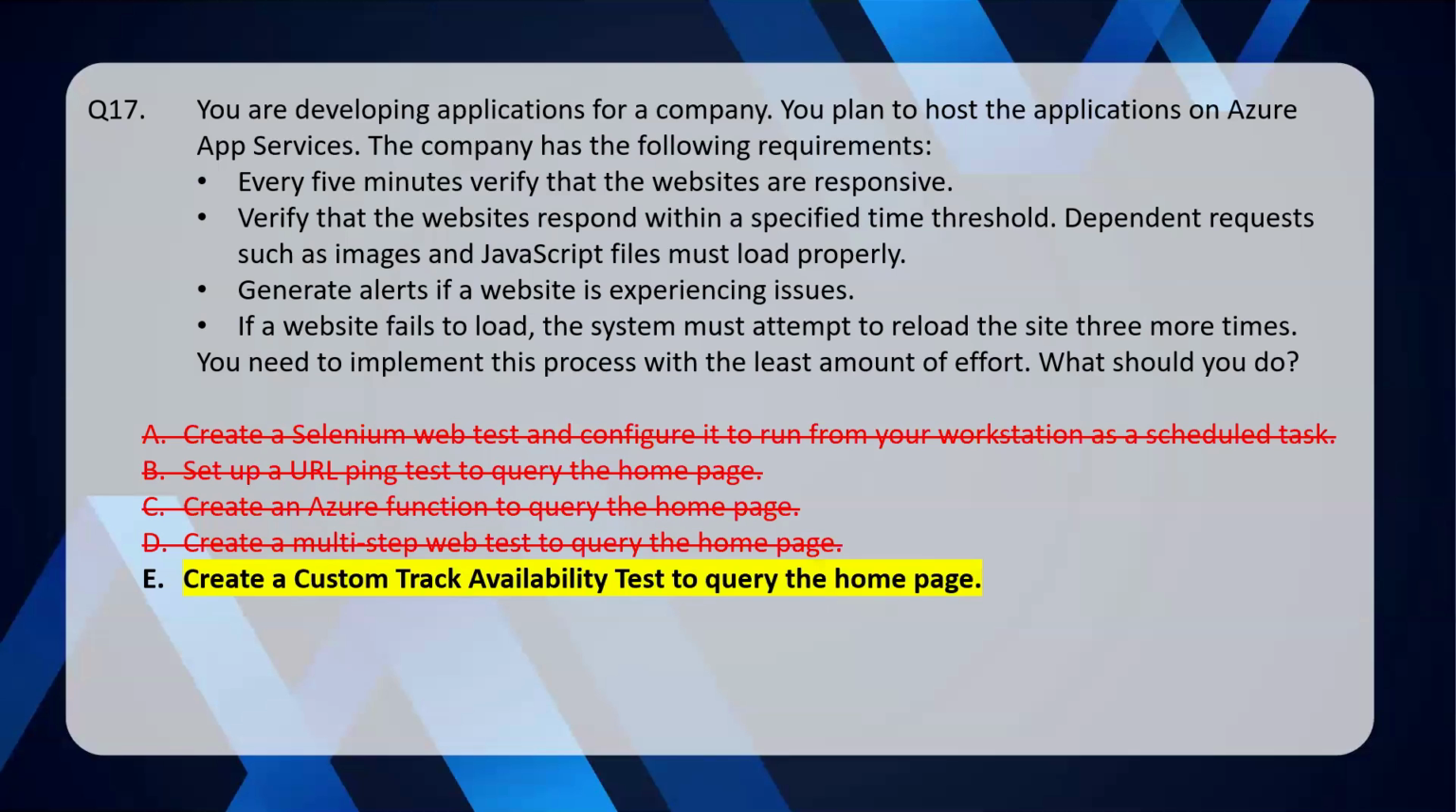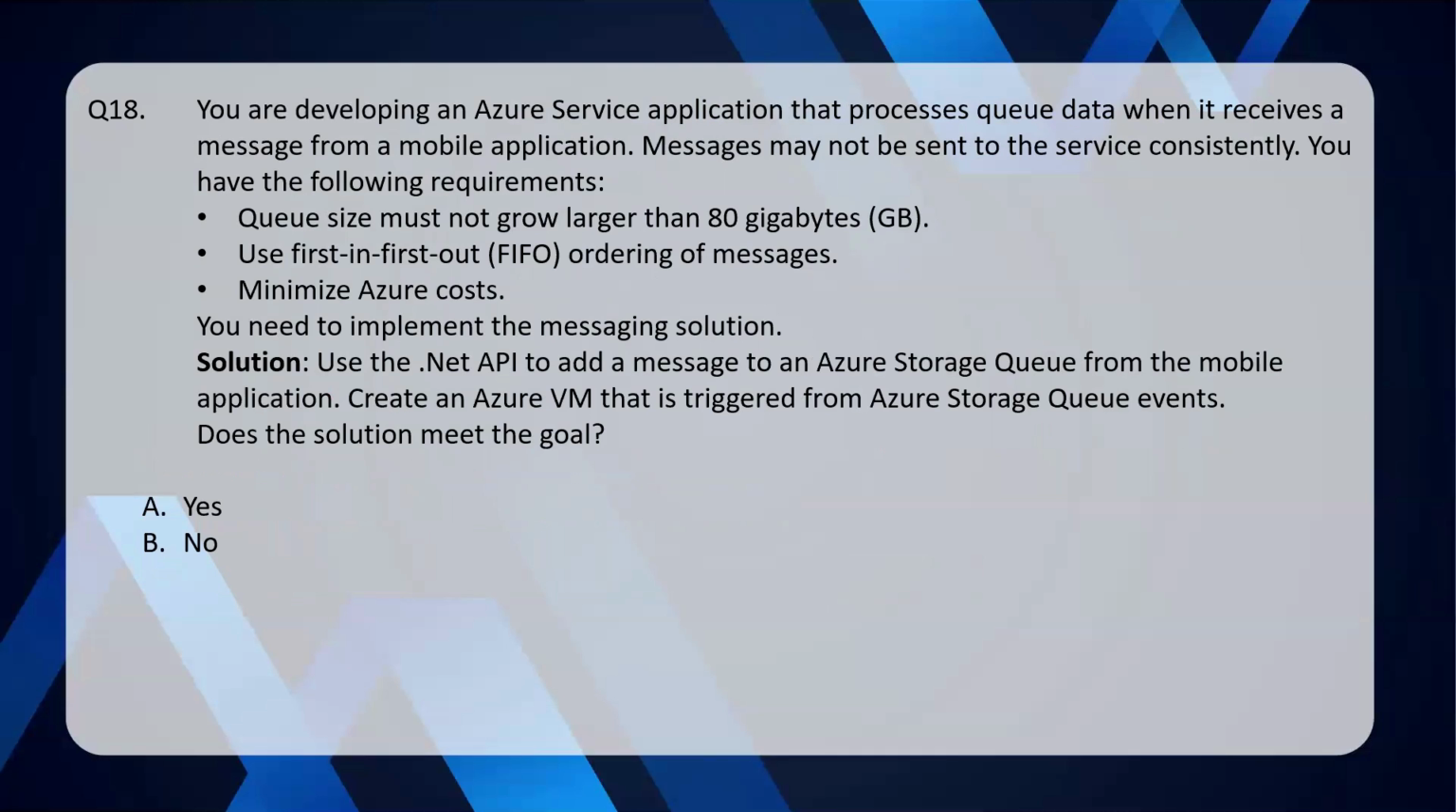Next question. You are developing an Azure service application that processes queue data when it receives a message from a mobile application. Messages may not be sent to the service consistently. You have the following requirements. Queue size must not grow larger than 80 gigabytes. Use first in, first out ordering of messages. Minimize Azure costs. You need to implement the messaging solution.